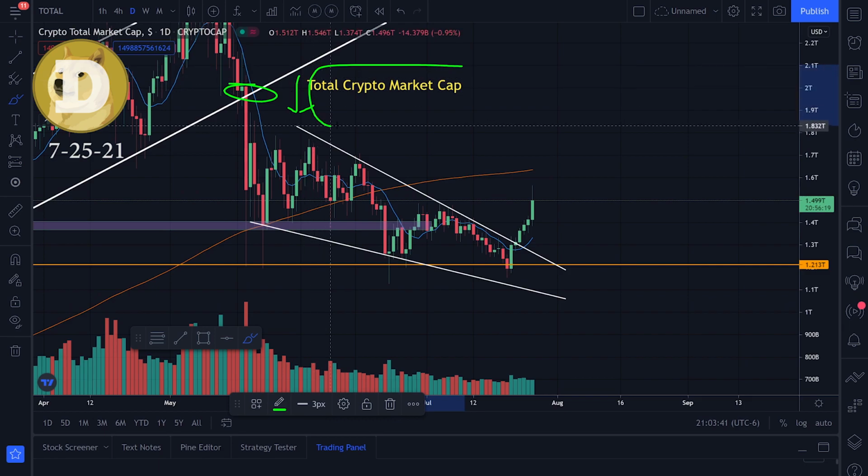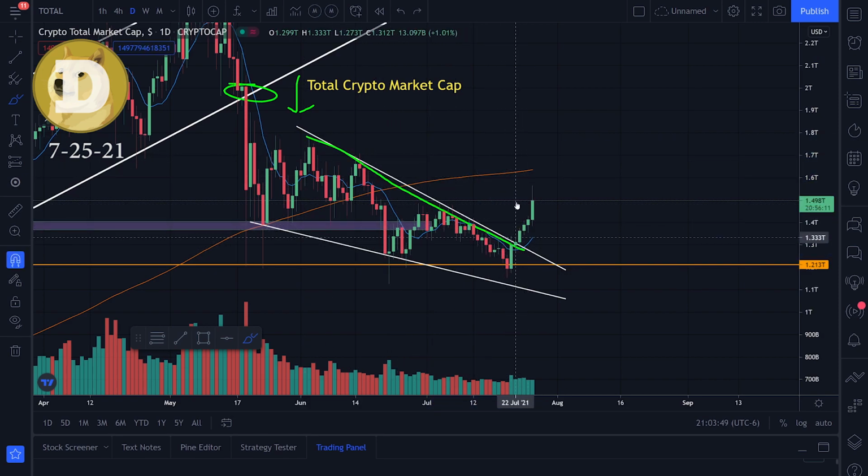All right, so if we go to the total crypto market cap, we had a falling wedge going something like this, and I said to watch this downtrend for a break to the upside, or at least once we do break to the upside, that's our signal that we're going to start changing direction.